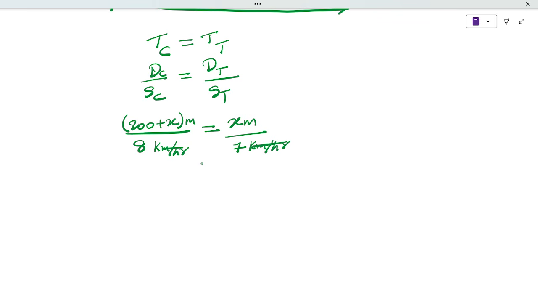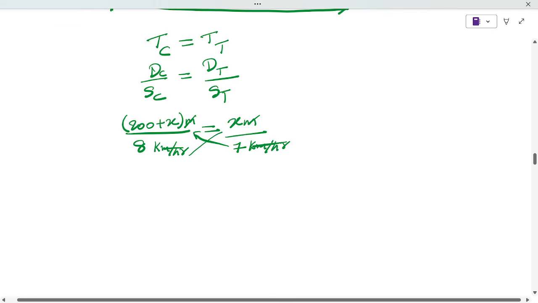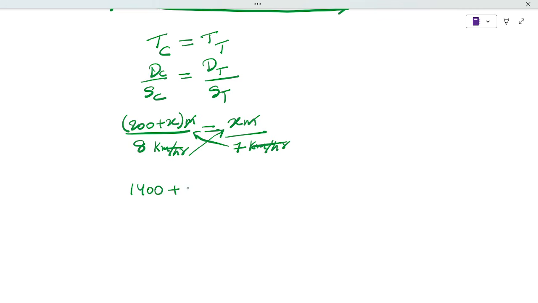Now we will cross multiply, so this 7 will multiply here, 8 will multiply x. So 7 times 200 is what? 1400 plus 7 into x, which gives us 7x, is equal to 8x. So 8x minus 7x is equal to 1400 in a go. Do not get puzzled also. X is equal to y, y is also equal to x. Alright, so we're just shifting it. That's why we're not changing the sign also.